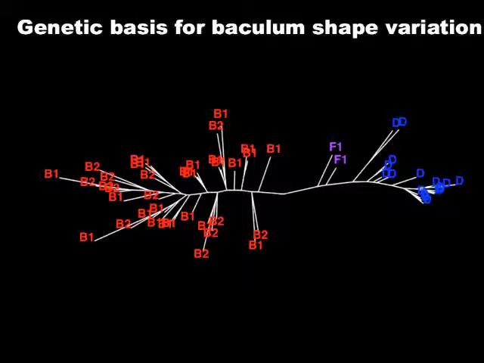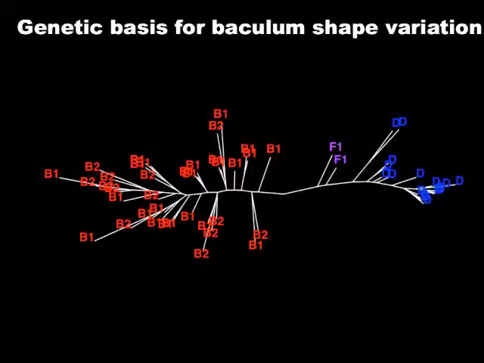There's a lot on this slide, but there are some very important key points here. Okay, so first of all, our red parent is shown in red. Our blue parent is shown in blue. And what you notice, so these are multiple individuals, is there's separation on the tree. Okay? That means that red mice have bacula that are more similar to other red mice than they are to blue mice. Okay? That's it.